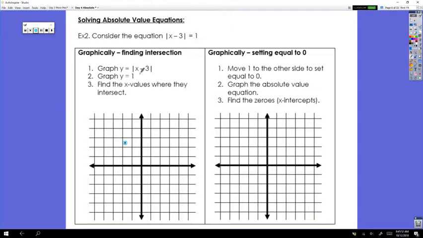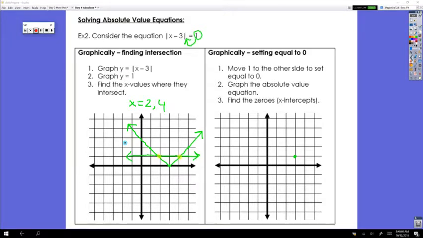If I were to graph this, you can see that we're just moving this to the right 3. So our vertex would be here. Our slope is still 1, so we can still just go up 1. And here is the left side of our equation. Now if we were to graph the line y equals 1, that would be right here. Find the x values where they intersect. That would be right here and here.